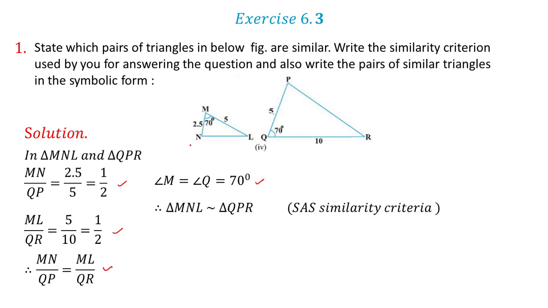So if the ratio of two sides of the two triangles are equal and included angle is also equal, so we will say that triangles are similar by SAS criteria. So here by SAS criteria these triangles are similar.